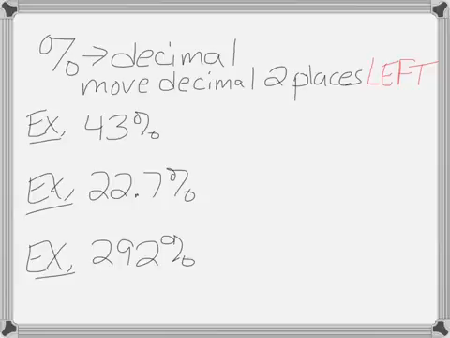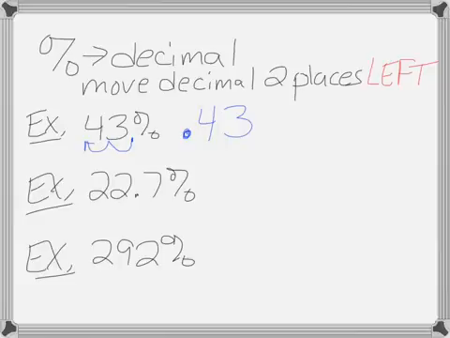To change from a percent to a decimal, you need to move the decimal point 2 places to the left. So looking at this first example, 43%, if you don't see a decimal point, it's understood to be behind the farthest right digit, so behind the 3. So here's where the decimal is, and if we want to move it 2 places to the left, 1, 2, now it's going to be in front of the 4. So 43% is the same thing as 0.43.